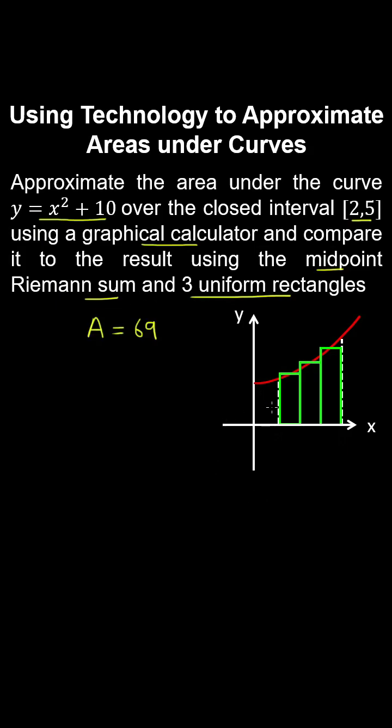Now if we use the midpoint Riemann sum, then the area is approximately 5 minus 2 on the number of rectangles, which gives the width of each rectangle, and then what you do is multiply this by the function evaluated at the midpoint of each rectangle.